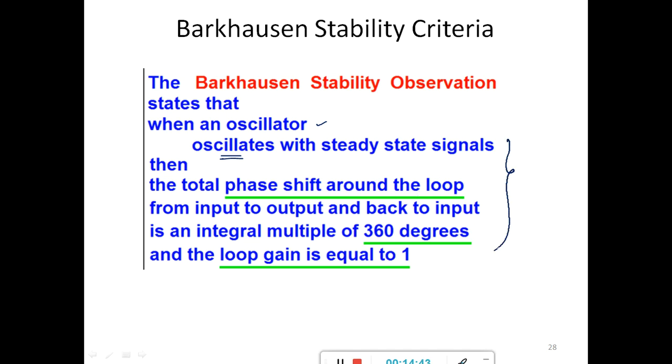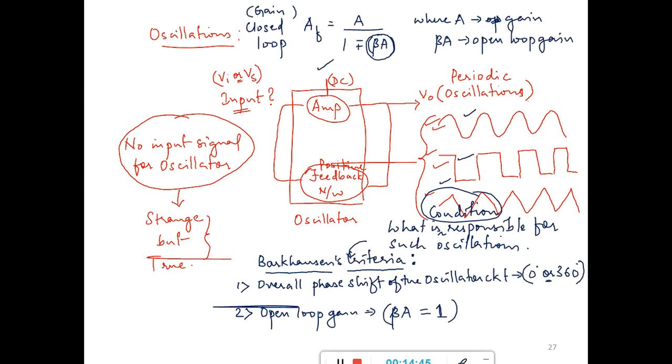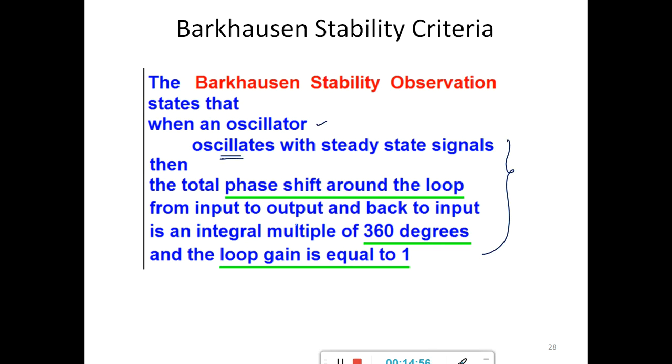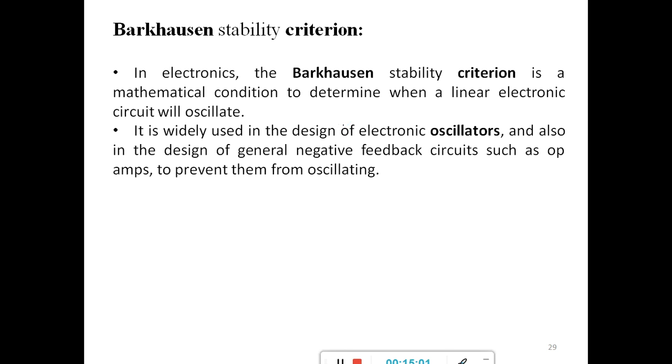Okay, so the meaning of this particular statement is nothing but that the overall phase shift should be either 0 degrees or 360, and the open loop gain beta into A must be equal to 1 for sustained oscillations. Okay, steady state signals or sustained oscillations.